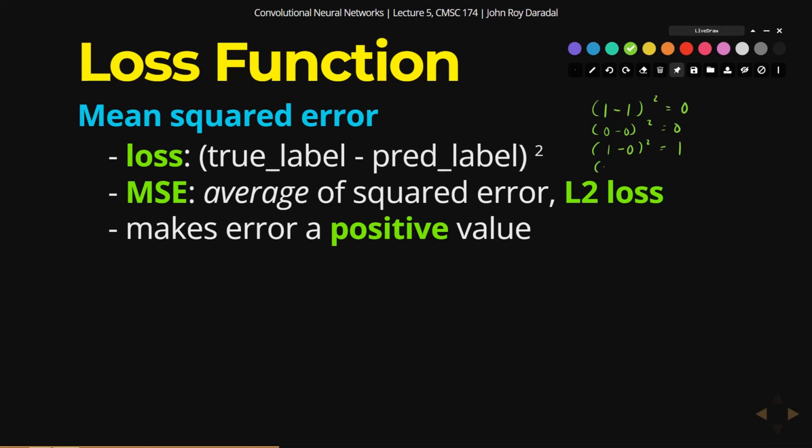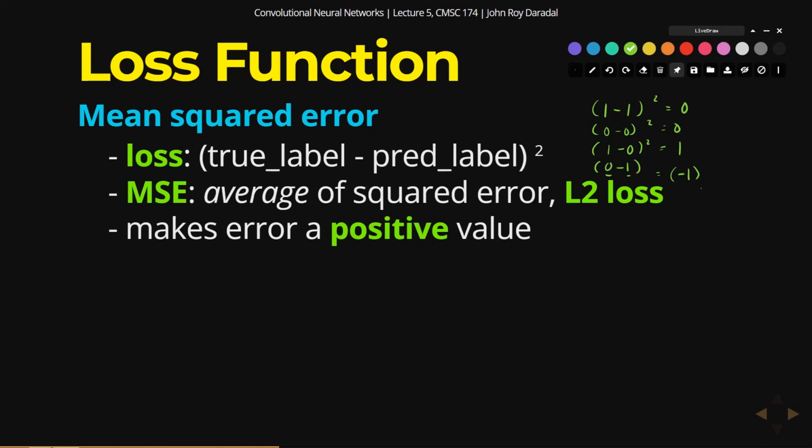But what if it is 0 minus 1? So the true label is 0, but you predicted 1. Now, if you only have this as negative 1, and you don't square it, then you have a negative error, which makes the math work differently, or makes the math wrong, because we're trying to add up the error, okay?